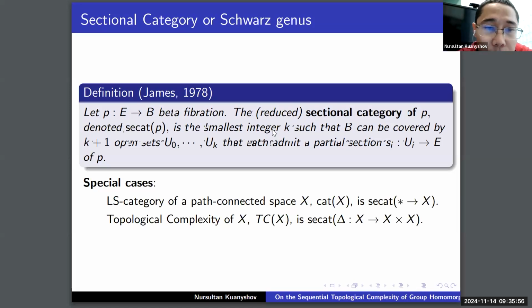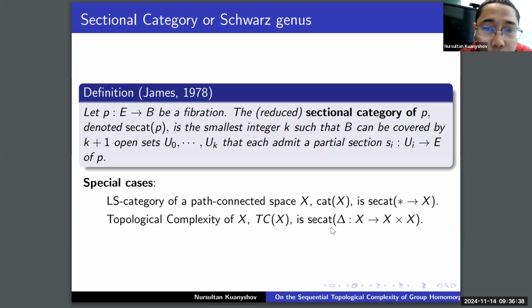From algebraic topology, we know that any map can be turned into a fibration. For example, if I have a base point included in the space, then I can turn this inclusion into the base point fibration. If I take the sectional category, I get LS category. Similarly, for topological complexity, you have the diagonal map, you turn it into a fibration, and you get the topological complexity of a space. This is easy to state, but it is not computationally friendly.